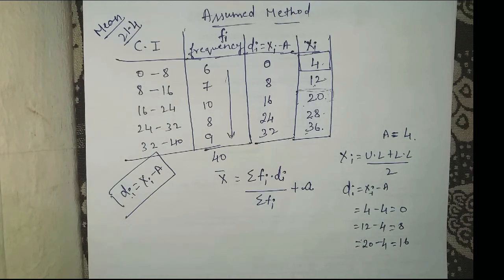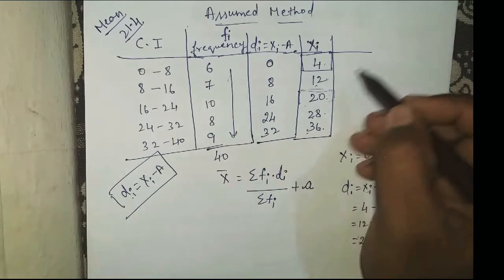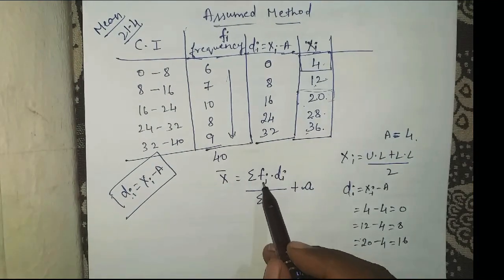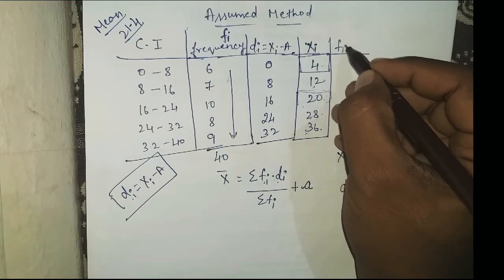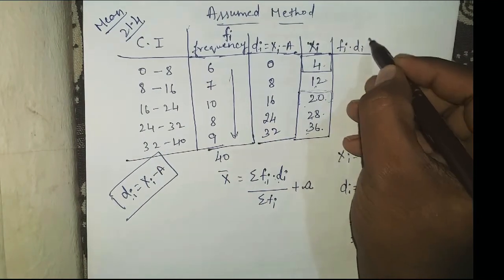So it's very easy to find out di. Got it? If you have any doubt to find out di, please leave a comment in the comment section. I'll clear the doubts. So now it's very easy to find di. Once you got di, in the formula I need fi into di. So again I'll put one more column, fi into di.